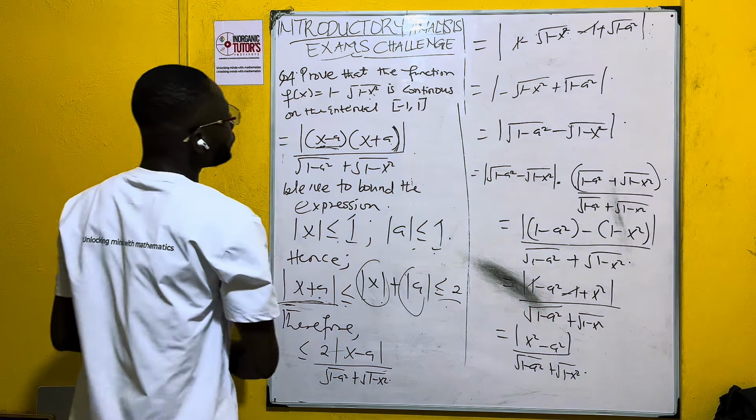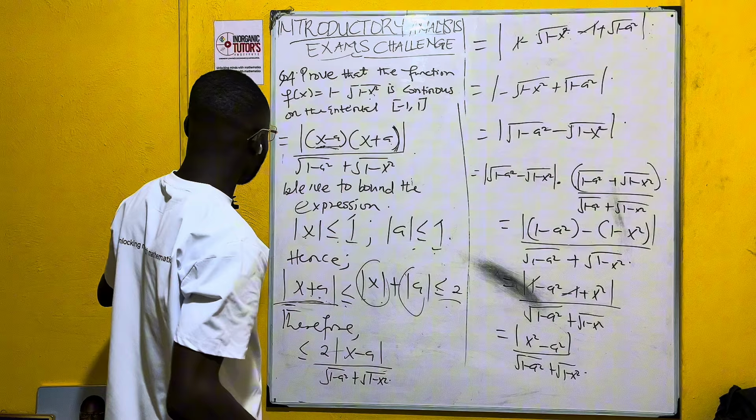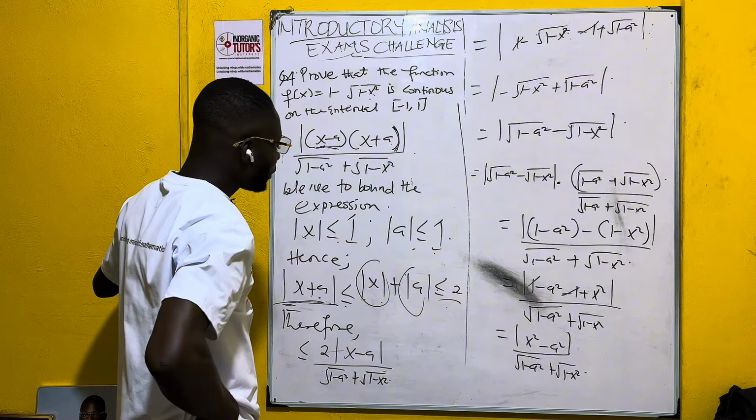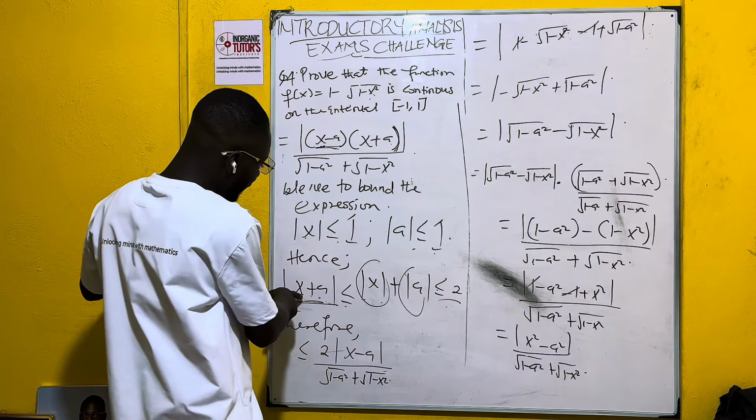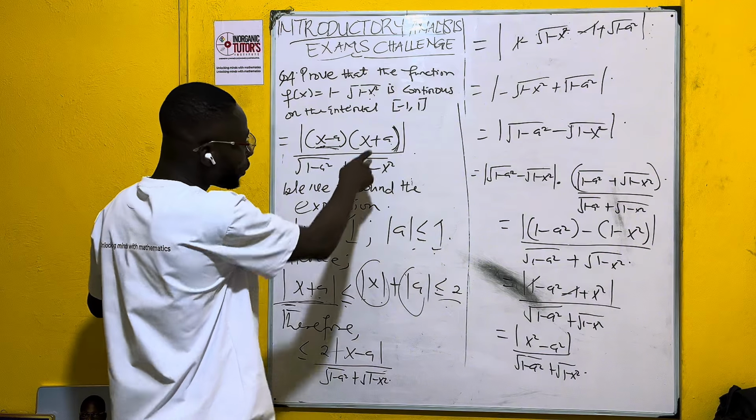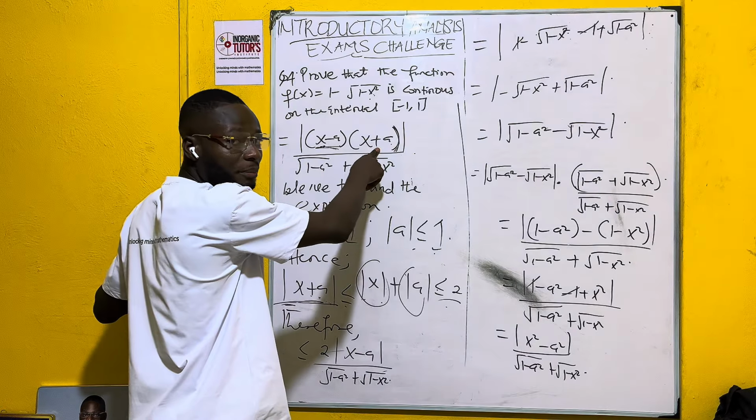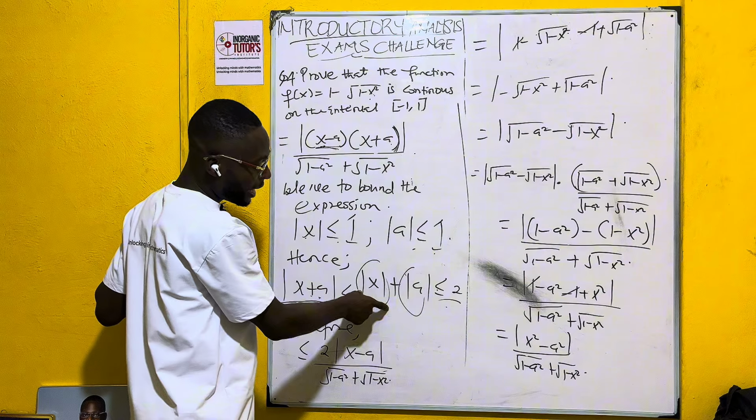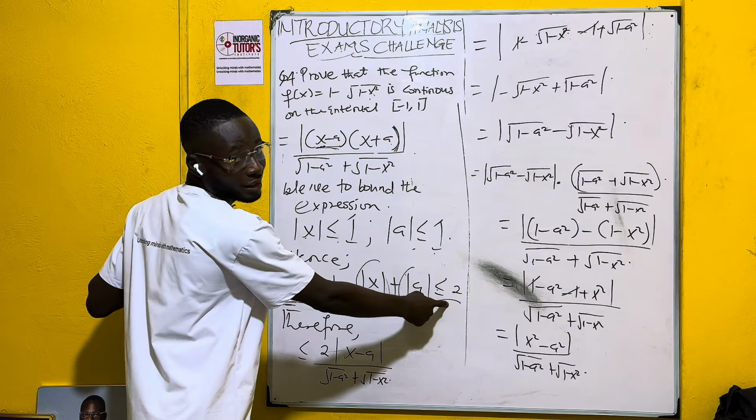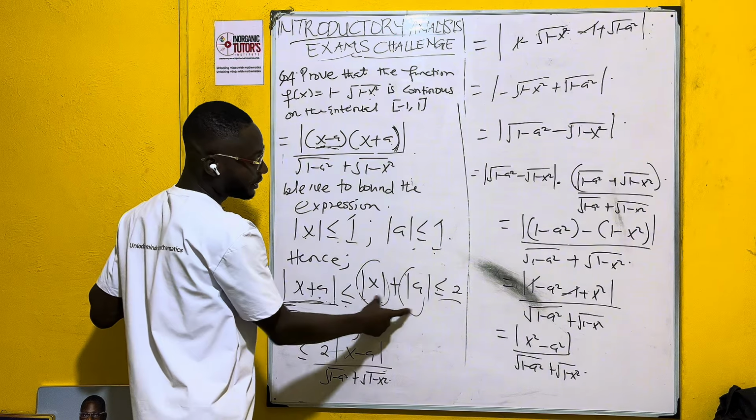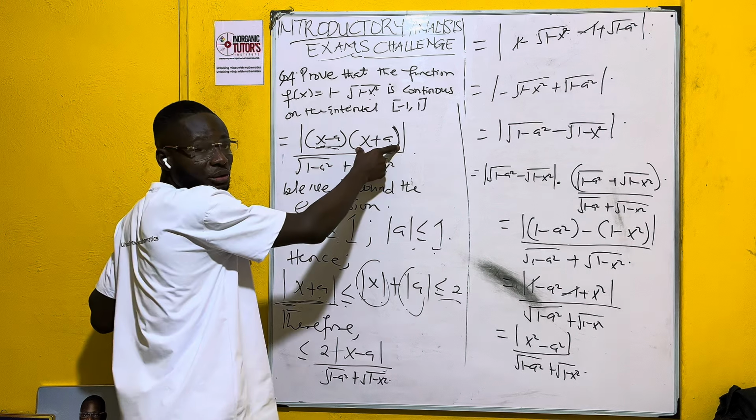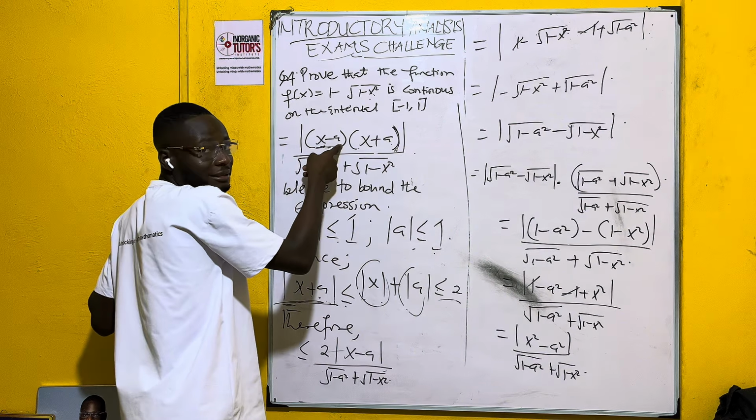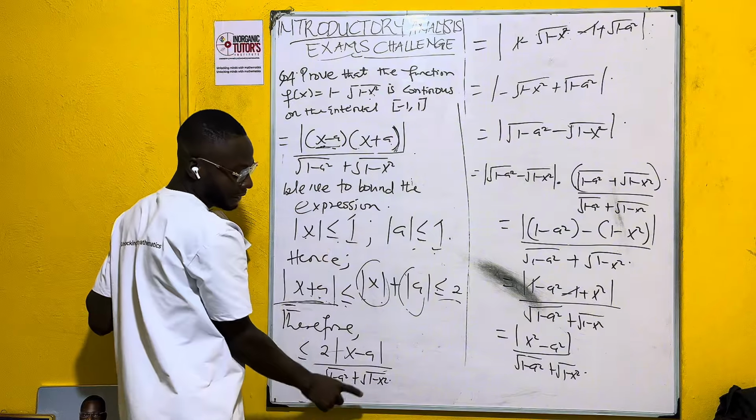So now we can clearly observe that the absolute value of x plus a was here, and this is what we bounded. We realized that if we use the inequality, we can have this, and this is less than or equal to 2. So if this is less than or equal to 2, then we can substitute here to have 2 times the absolute value of x minus a divided by that.